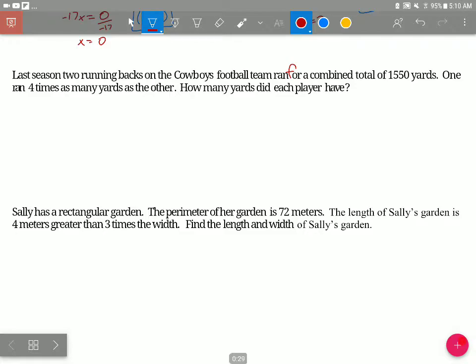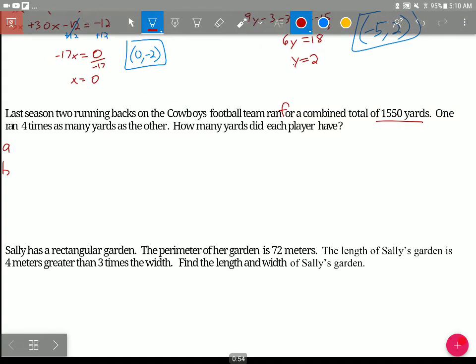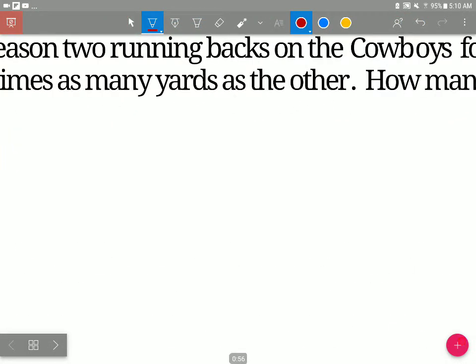Okay, so I've got a total right here. So I'll just call them running back A and running back B. They didn't really tell me who they are. We'll call them Ezekiel Elliott and Beasley. Anyway, I'll shut up. So we got A plus B equals 1,550.